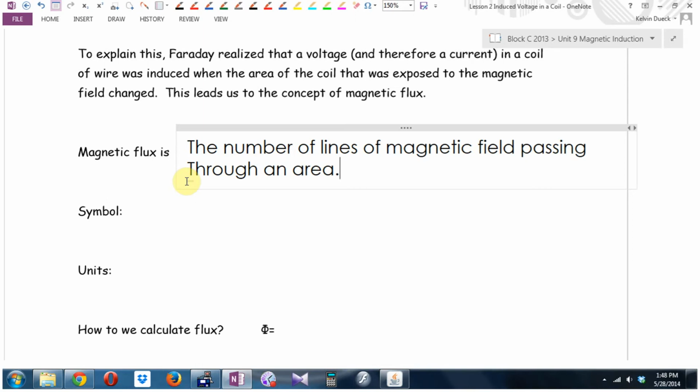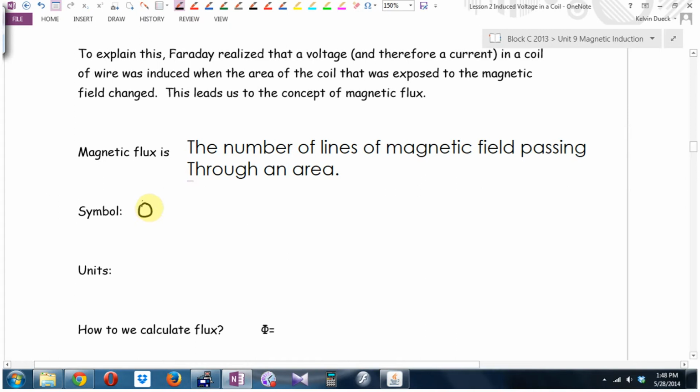The symbol for flux, a TIE fighter on its side. Although that's technically the symbol, traditionally we stopped doing the little wings on top and bottom. It's often just written like that.